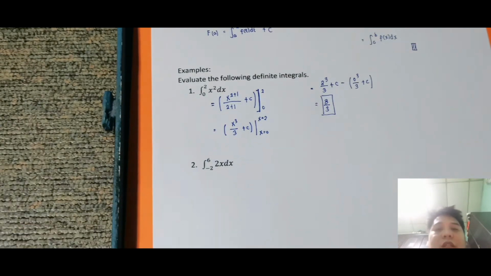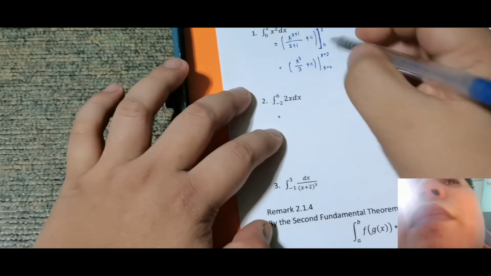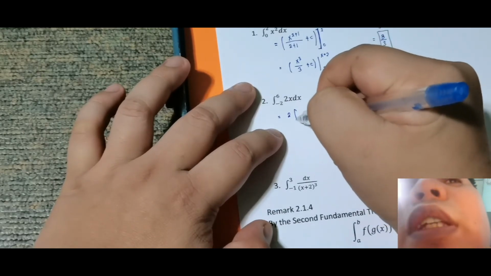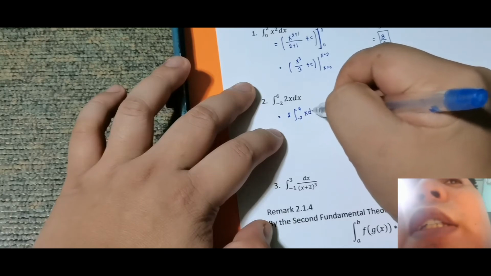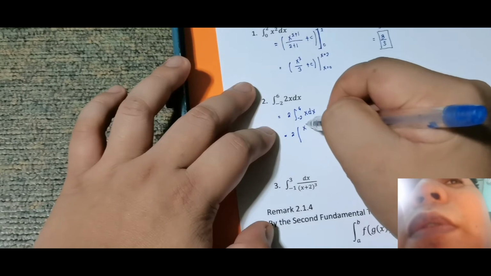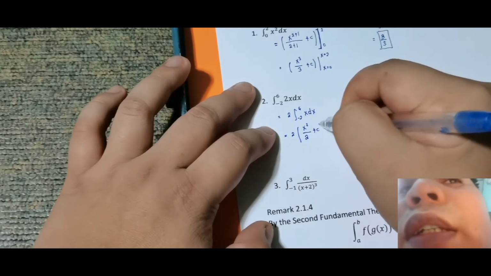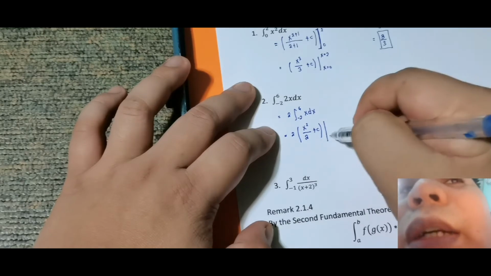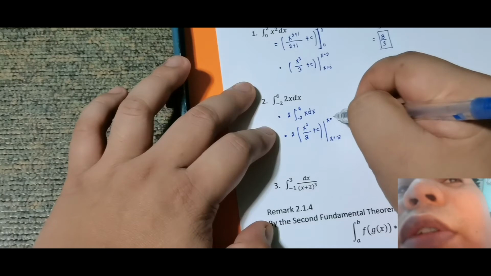So, now, next, proceed tayo dito. So, integral na ito. So, paano to? So, this is just equal sa labas ko yung 2, integral from negative 2 up to 6 ng x dx. Then, by power rule, this is just equal sa x squared over 2 then plus c, tapos lagay ko yung boundary na from x is equal sa negative 2 up to x is equal to 6.